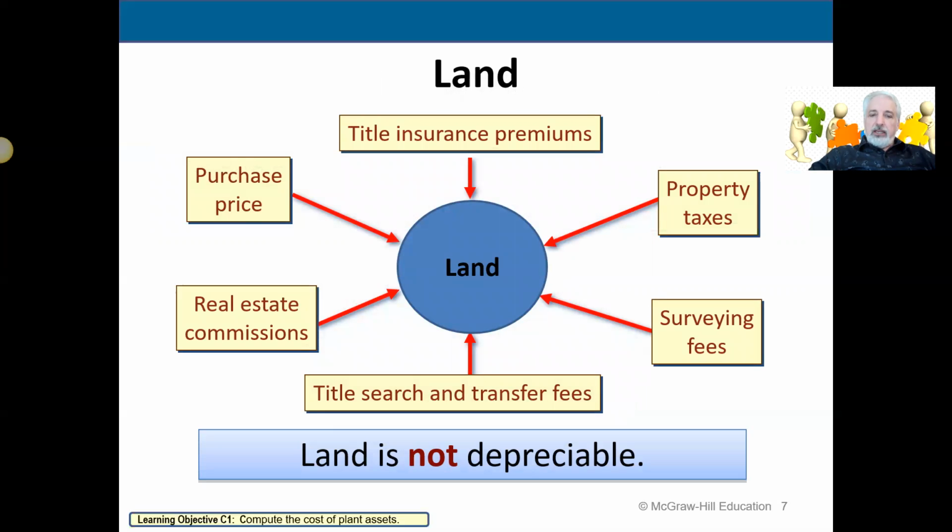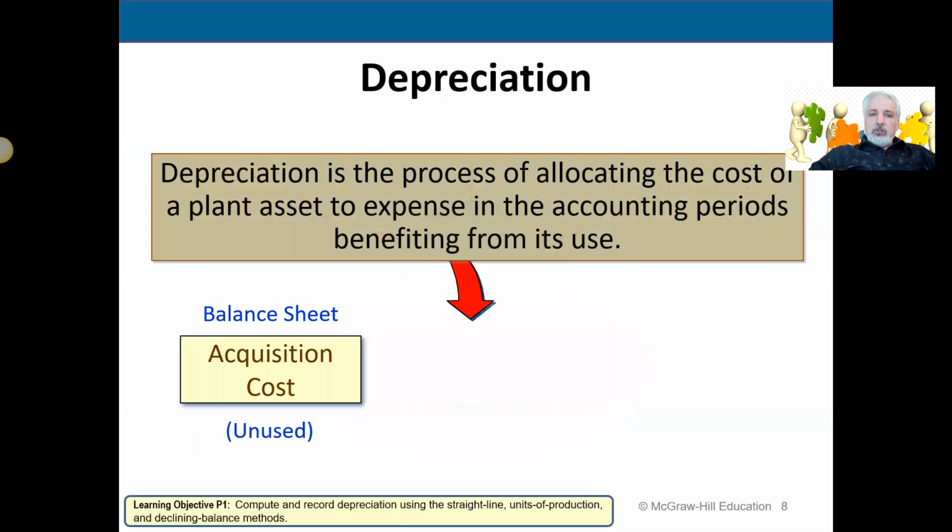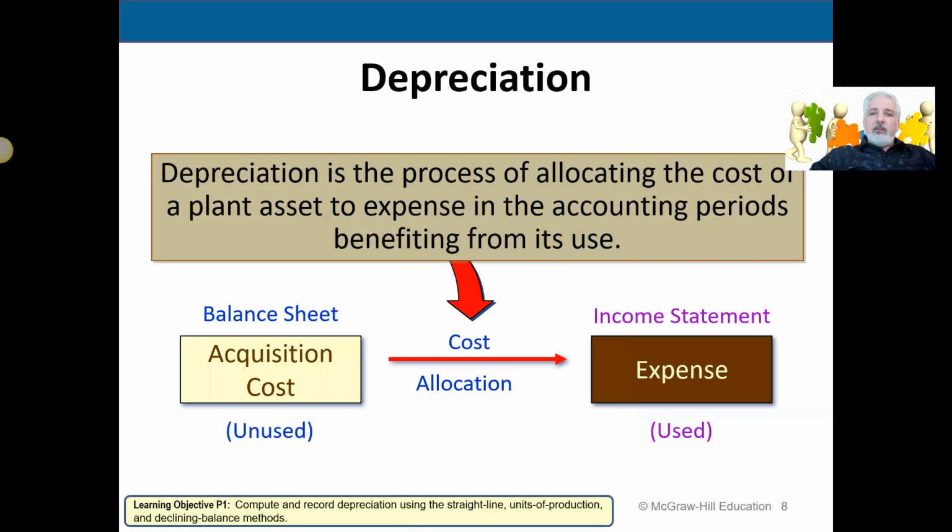Land, as we said, is not depreciable. But there are also things that we get associated with the land that we bought: surveying fees, real estate commissions, purchase price. Those will all get added to the land, and we can't depreciate or expense that until we adjust when we sell it. So depreciation is the process of allocating costs in a reasonable and predictable manner over the period of time that you receive the benefit from it.